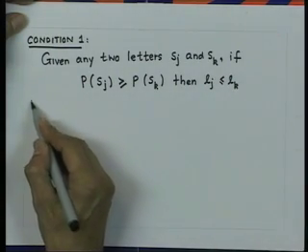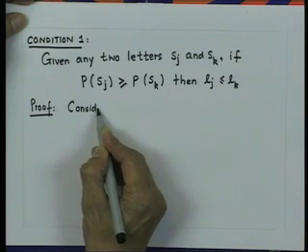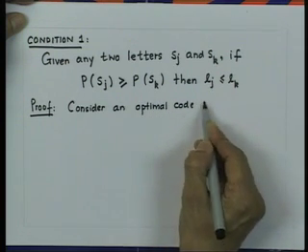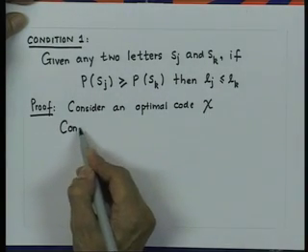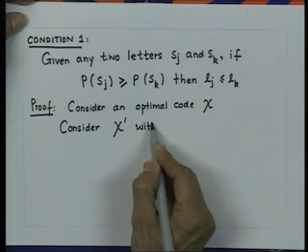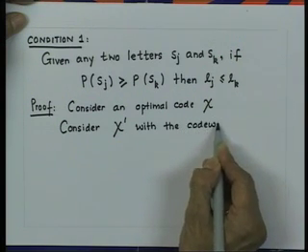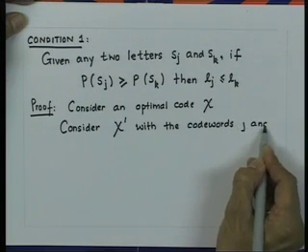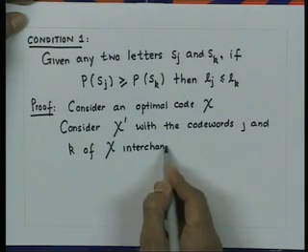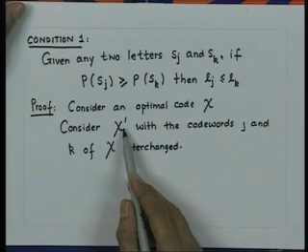So, to prove this, consider an optimal code X. Now, consider another code X prime, which is obtained by swapping the code words J and K, so with the code words J and K of X interchanged. Now, if we do this, let us calculate the average length for the code X prime.